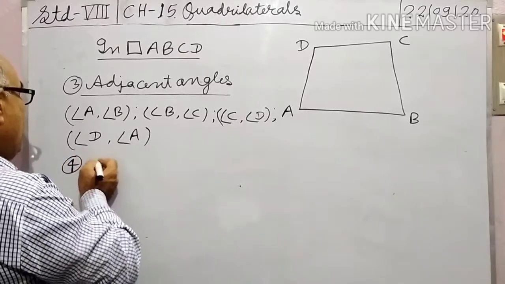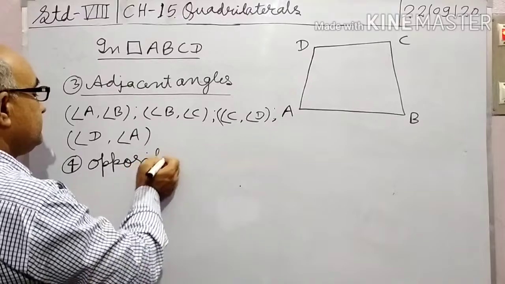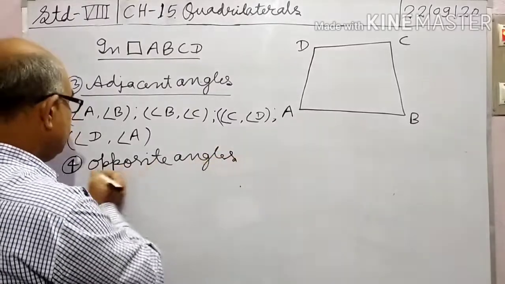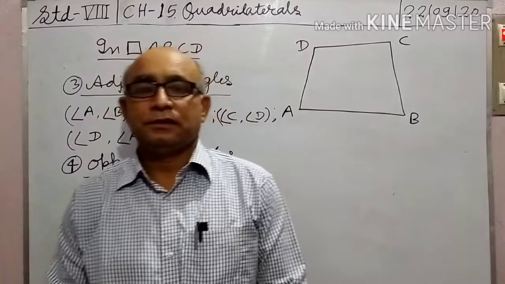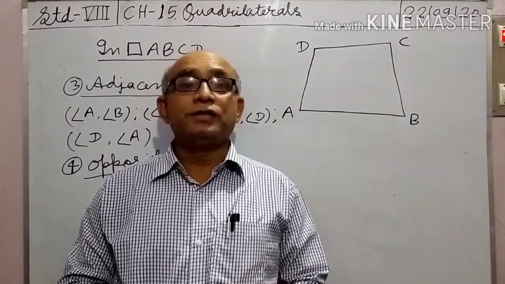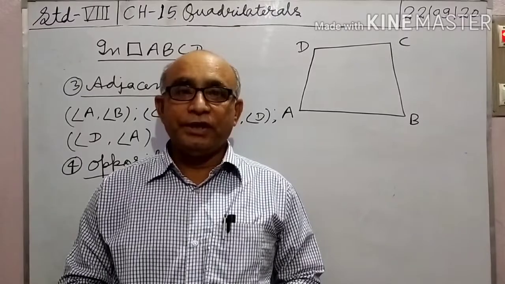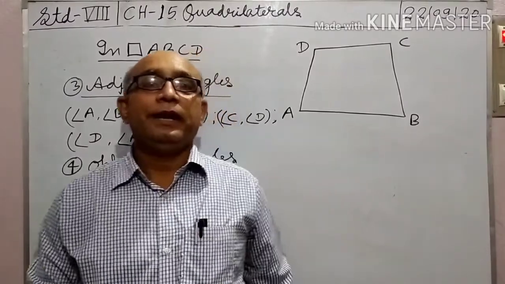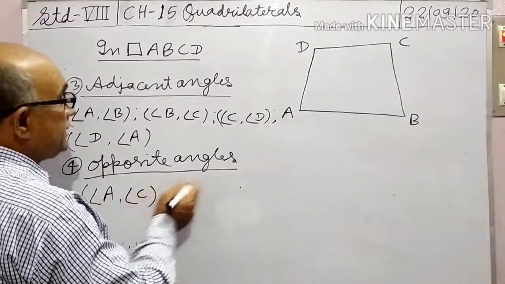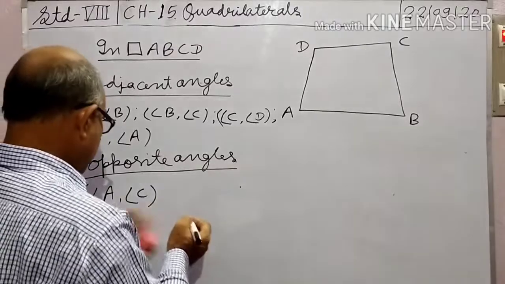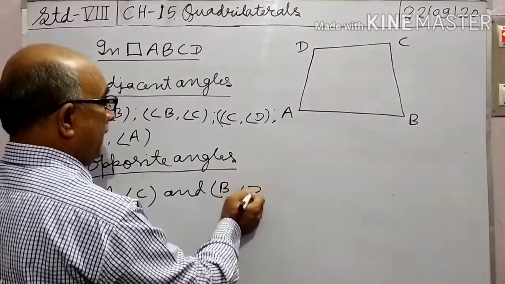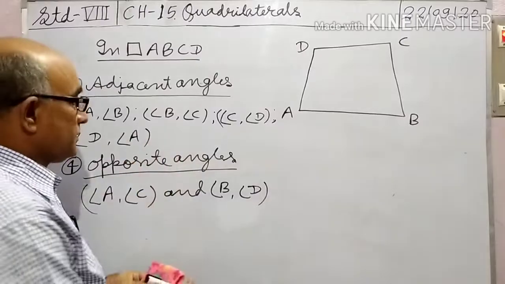And number four, opposite angles. Two angles of a quadrilateral are called its opposite angles if they do not have a common arm, such as angle A and angle C, and angle B and angle D: two pairs of opposite angles.